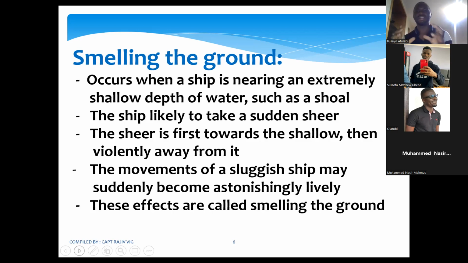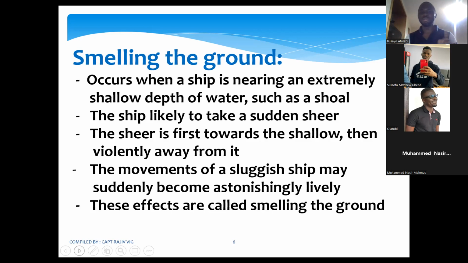Like I said, these are things that you might not be able to quickly observe if you have not gone to an extremely shallow depth. But if you go to that extremely shallow depth and you continue going, you might end up with a near miss or even an accident, which will result in grounding as well. So shearing is more a case where it first shears towards the shallow side, then violently it moves away from it.